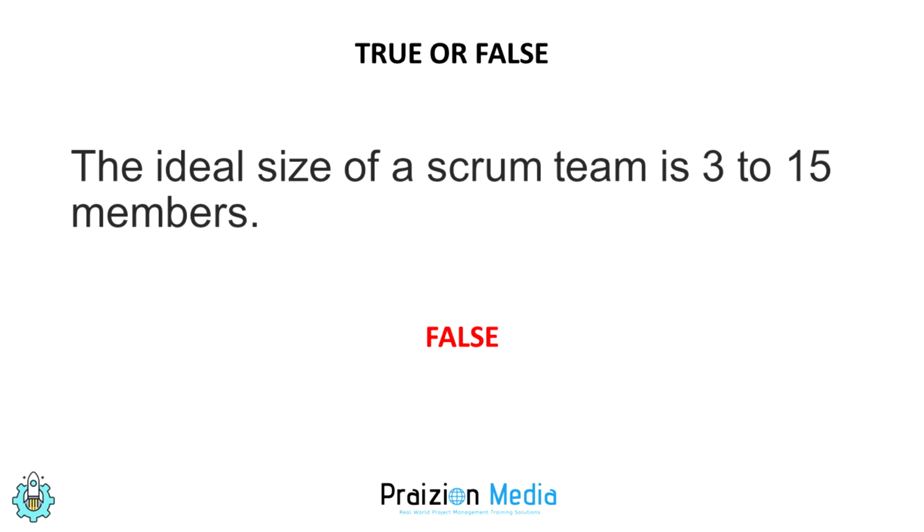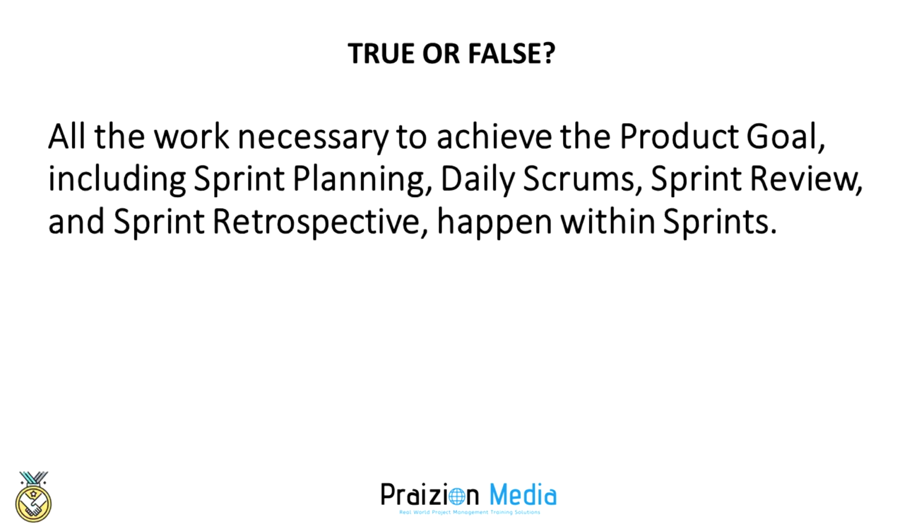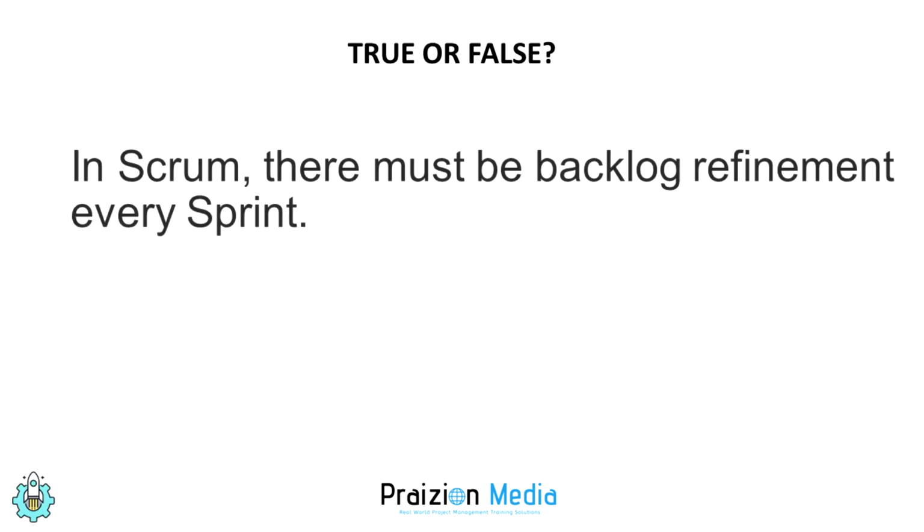False. All the work necessary to achieve the product goal, including sprint planning, daily scrums, sprint review, and sprint retrospective, happen within sprints. True. In Scrum, there must be backlog refinement every sprint.